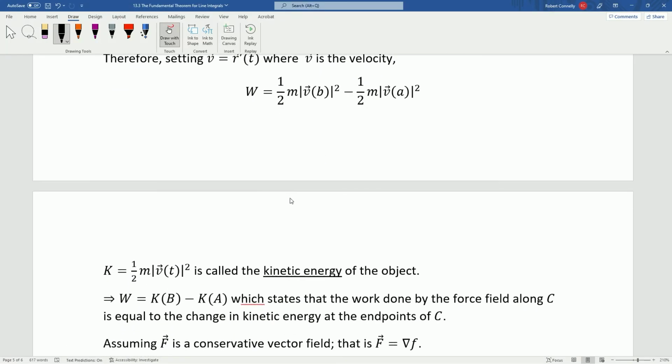Up to this point, now we have a name for this expression in terms of t. K equals 1/2 the mass times the magnitude of v of t squared is called the kinetic energy of the object. So if we rewrite the calculation we just did for work, what we've shown is this physics law that work is equal to K of B minus K of A, which states that the work done by the force field along the curve C is equal to the change in kinetic energy at the endpoints of C.